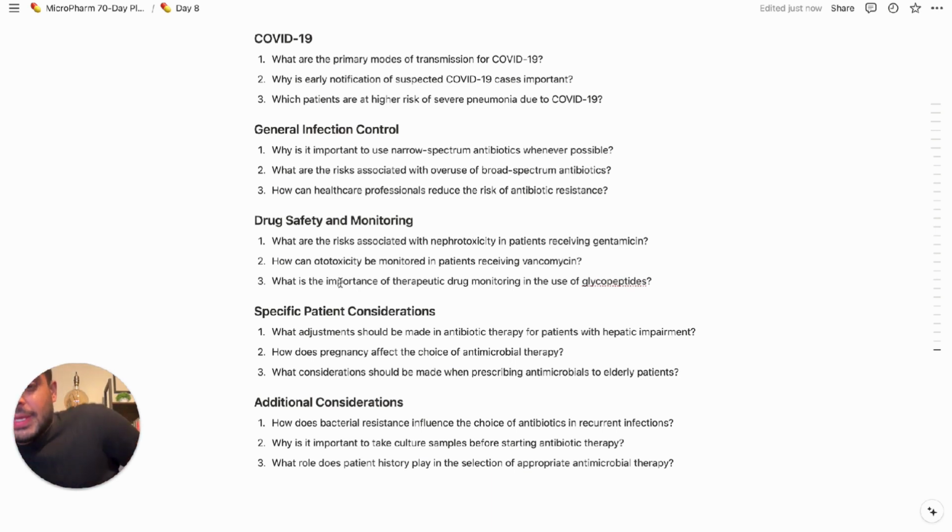What adjustments should be made in patients with hepatic impairment? How does pregnancy affect the choice of antimicrobial therapy? And what considerations should be taken when prescribing antimicrobials to elderly patients?